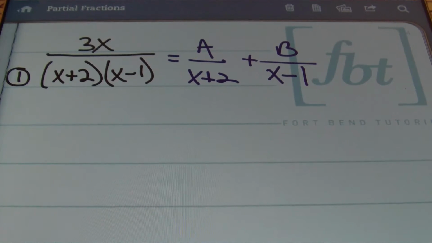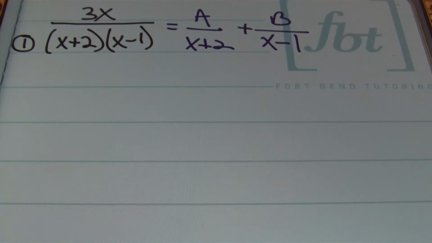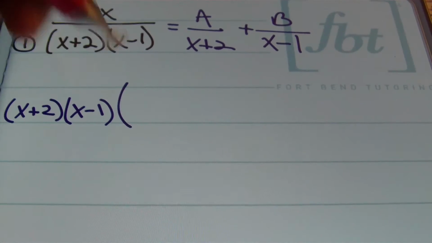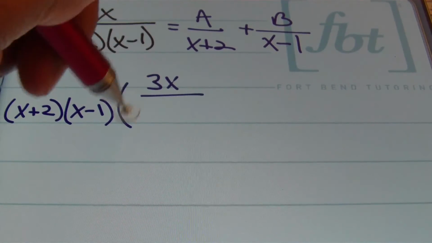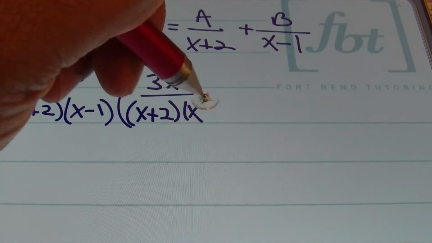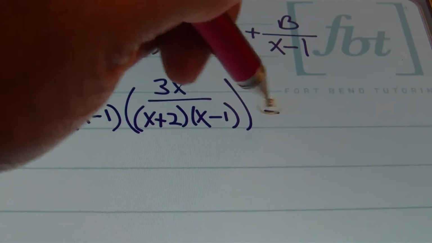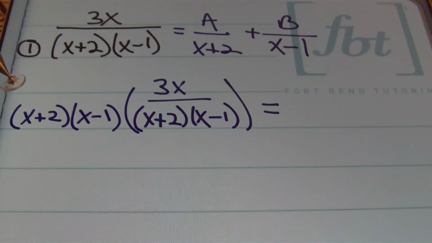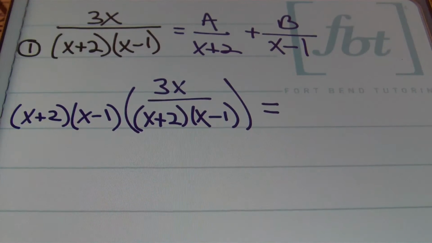So now we're concerned about actually solving this, right? We need to find out what the value of A is. We need to also find out what the value of B is, which means that you will be multiplying each and every term by the common denominator, which is x plus 2 times x minus 1. So let's continue. We'll have x plus 2 times x minus 1 times 3x over x plus 2 times x minus 1. Then on the right side of the equal sign here, I'll be multiplying each of these terms also by the common denominator, which is x plus 2 times x minus 1.